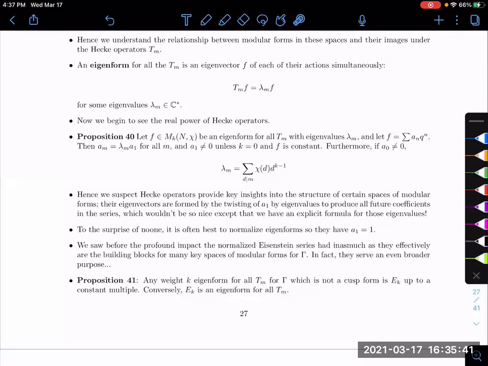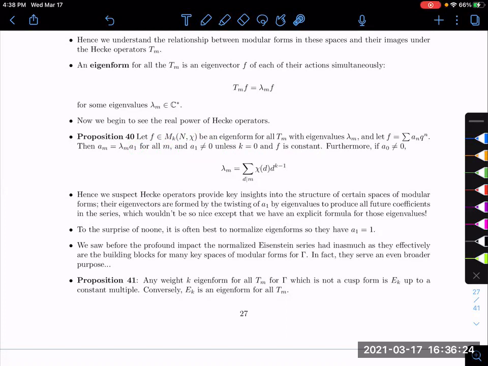Zoom in on it. And let's suppose that I do happen to have an element F in there that is an eigenform for all of my T sub m, and let lambda m be all the eigenvalues. Take a look at the Q expansion of F, write it out, and let the coefficients be the A sub m. Then it turns out that A sub m is just the eigenvalue lambda sub m times A sub 1, for all m. And unless K is 0 and F is constant, you can guarantee A sub 1 is non-zero.